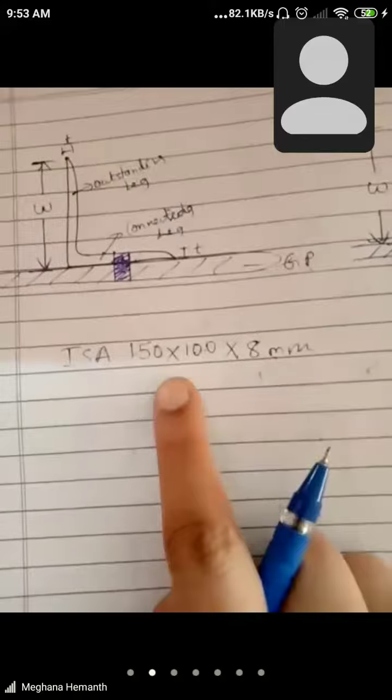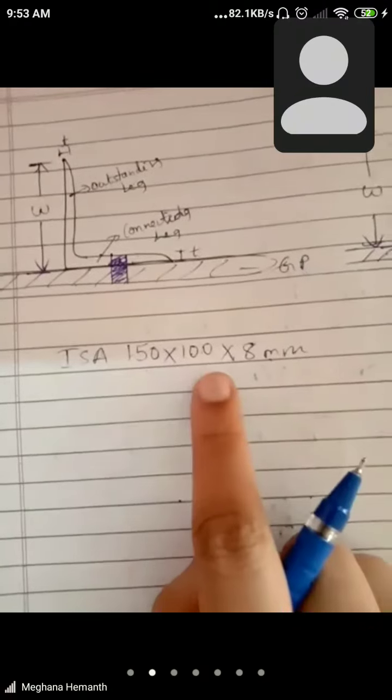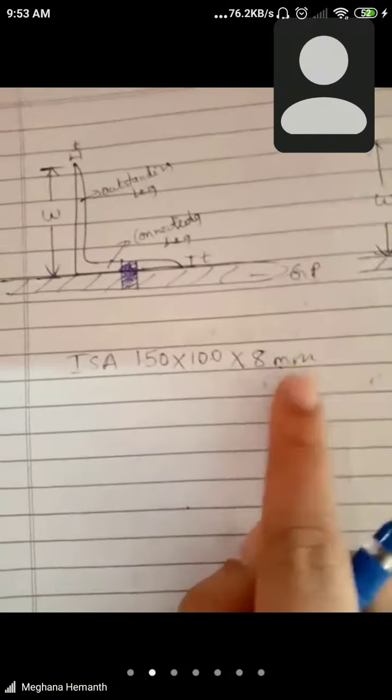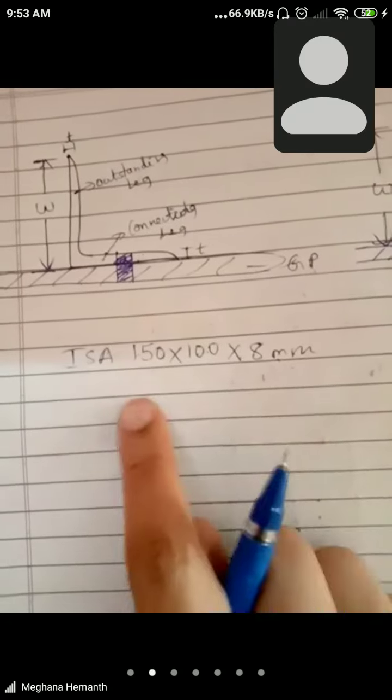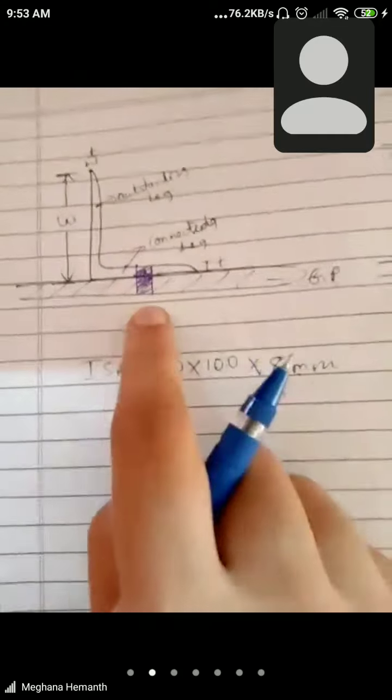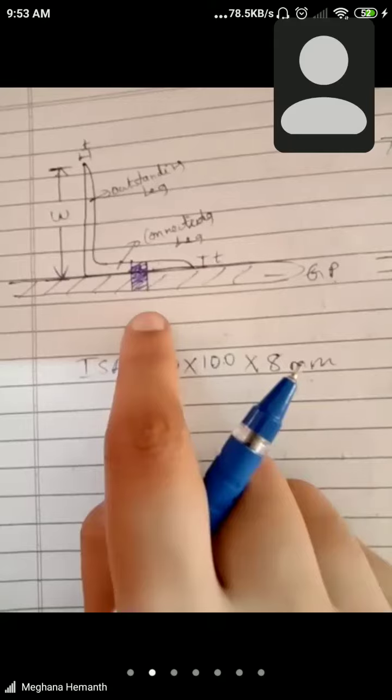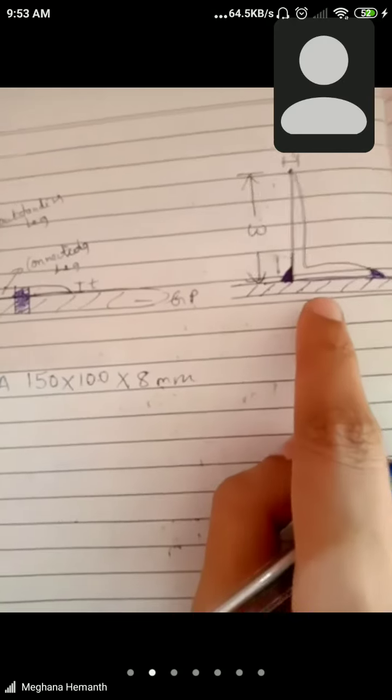So the first dimension is for your outstanding leg, the second dimension for your connecting leg, and the third dimension for your thickness. This is how, from the given angle section, you have to write it down in your figure. This is the connection they follow if it is a bolted connection, and it is going to be connected in this particular manner if it is a welded type of connection.